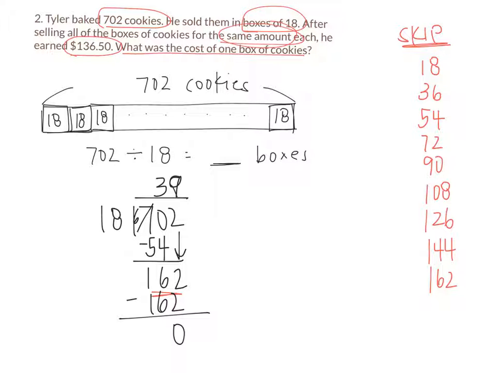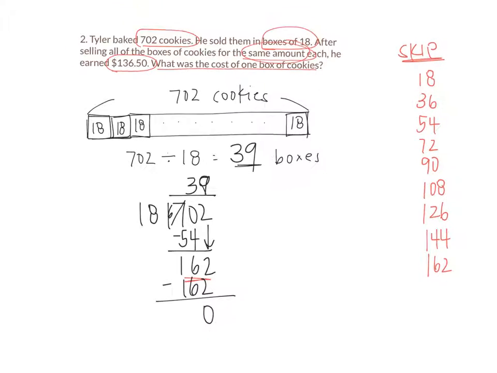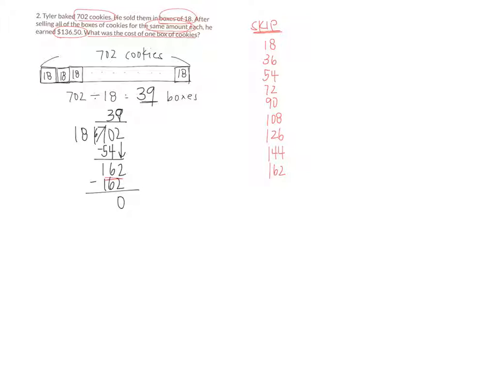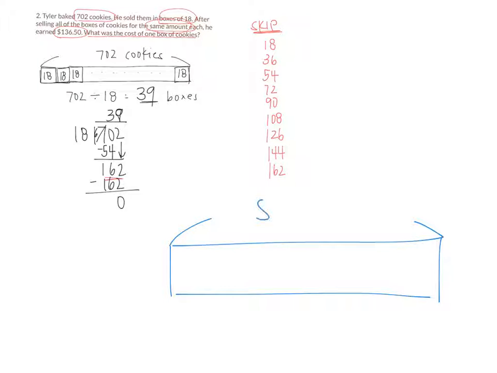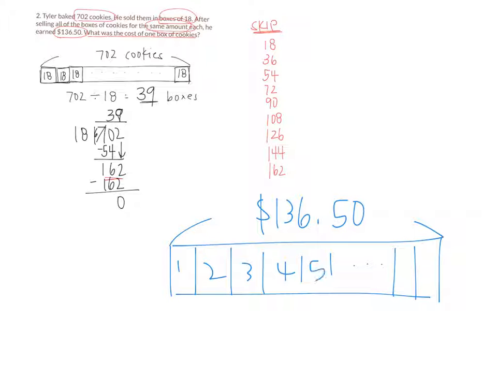Based on our division here, we can see that he made 39 boxes of cookies. Going back to what we underlined, we're trying to find the cost of one box of cookies. So we have to draw a new tape diagram now, okay? If I know that he made 39 boxes and altogether he earned $136.50, how many boxes was that split evenly by? 39. So you have to split it like this, right? And show that this is 39. 1, 2, 3, 4, 5, 38, and 39 boxes of cookies.